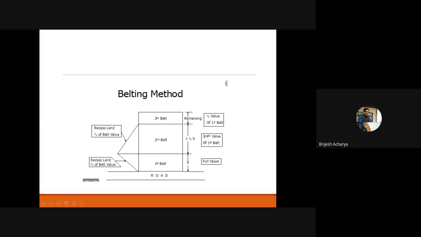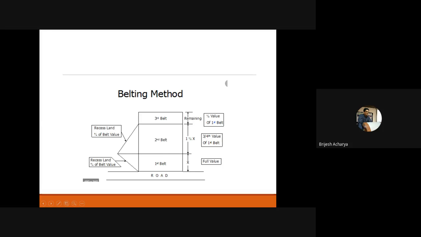Similarly, you will see that the plot is not exactly a rectangle. It is an uneven shaped plot, and the developer wants to sell the triangular part area also, and therefore you will see that on the left hand side bottom plot, recess land, 3/4 of the belt value, right? And again on the recess on the left hand side, the top one, there is also recess land, 3/4 of the belt value.